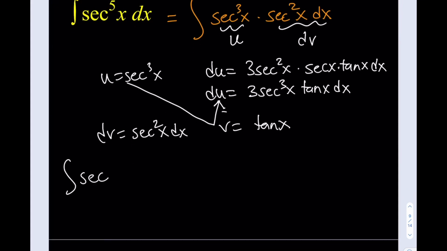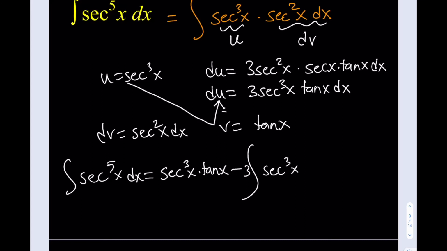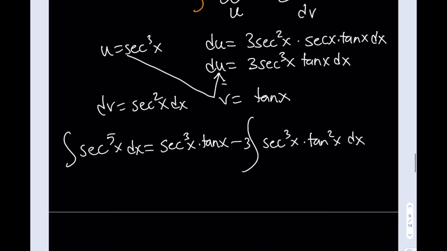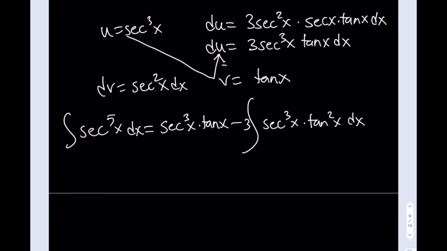The integral of secant to the 5th power of x is equal to u times v, which is secant cubed x times tangent x, minus the integral of v times du. That's going to be a 3 outside, secant cubed x multiplied by tangent squared x dx. Awesome. Well, maybe not very awesome, right? Because we still have a hard integral here. But guess what? We are going to do something. What is that thing? Turn this into secant. Beautiful. We're dealing with powers of secant, so we should turn everything into secant.